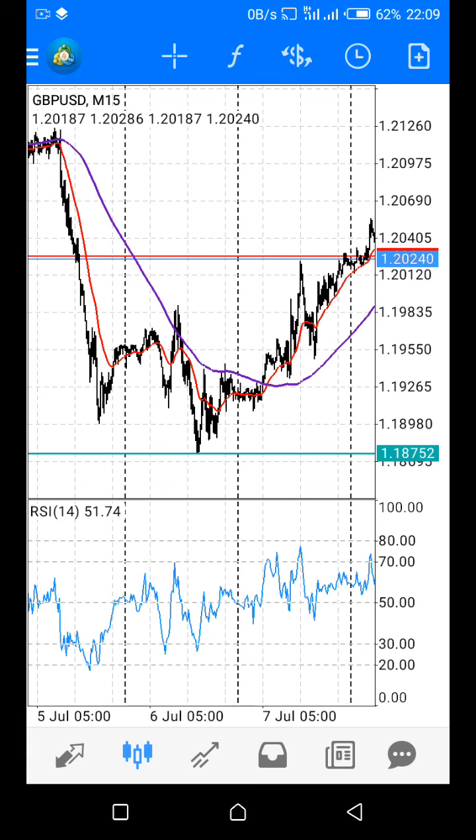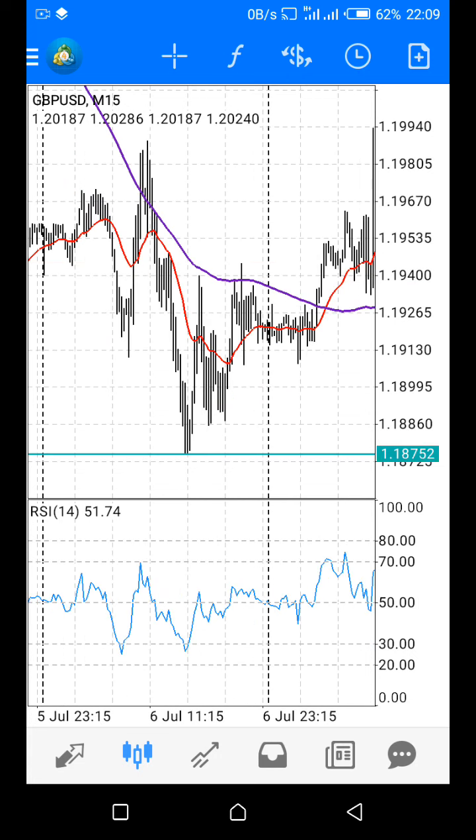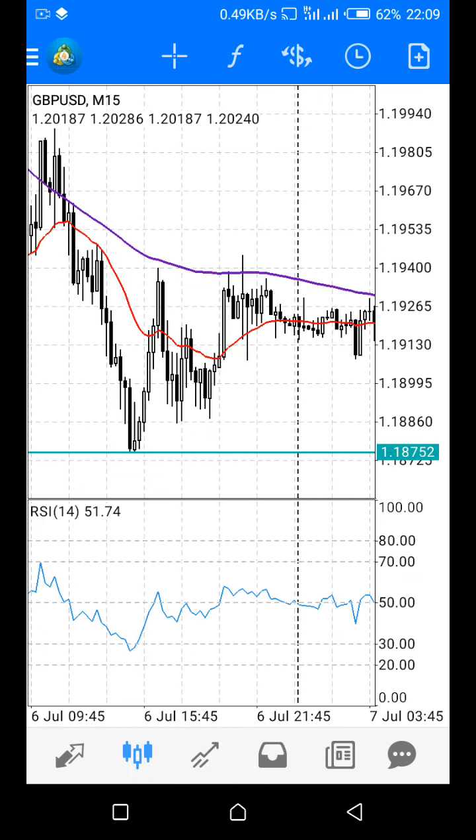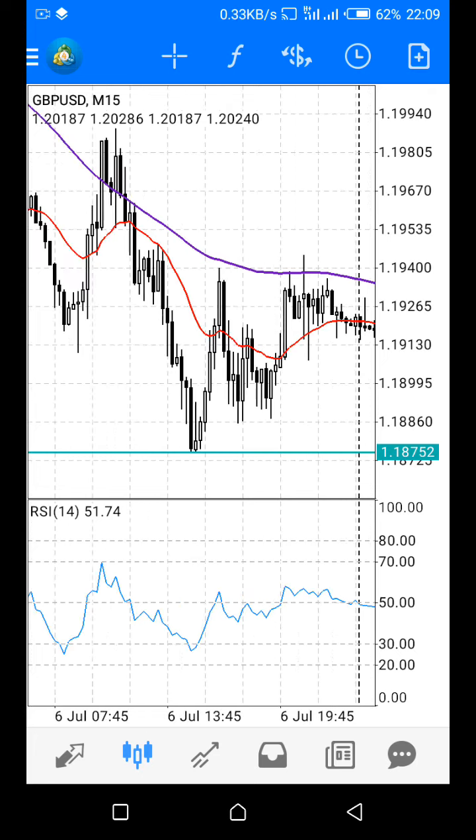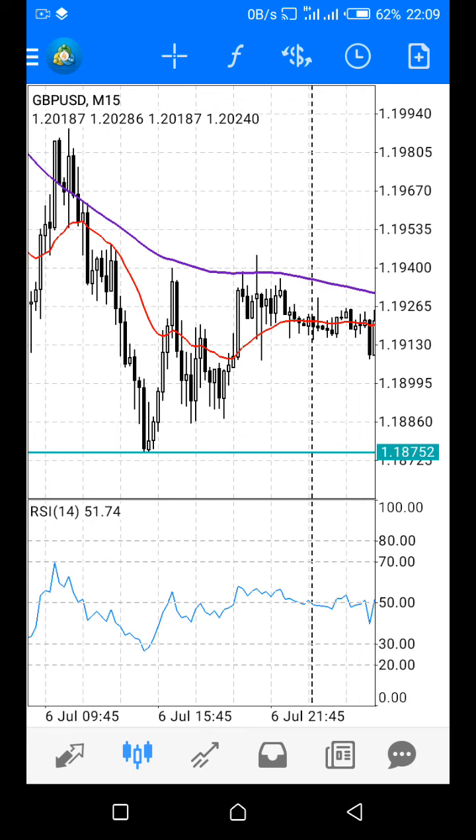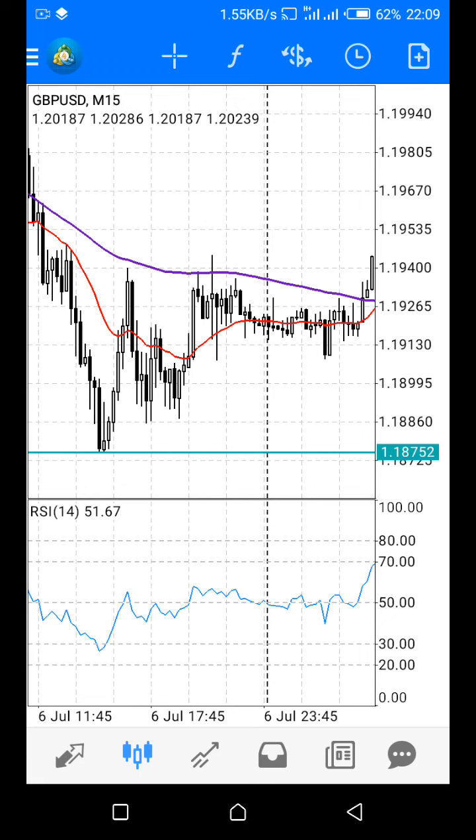So we're using the GBP USD 15 minutes chart, but it works on the 1 hour, 15 minutes and 5 minutes for daily trade basically. And I'm using my phone to do it, so that those that are trading with their phone can actually use it, and those with their PC can use it to trade.